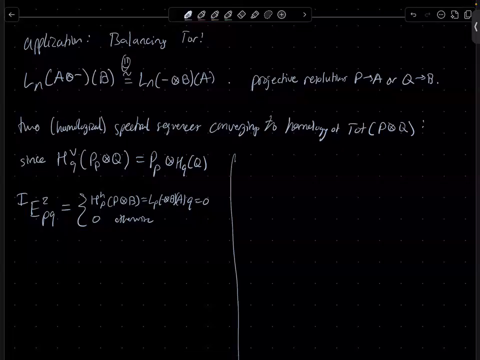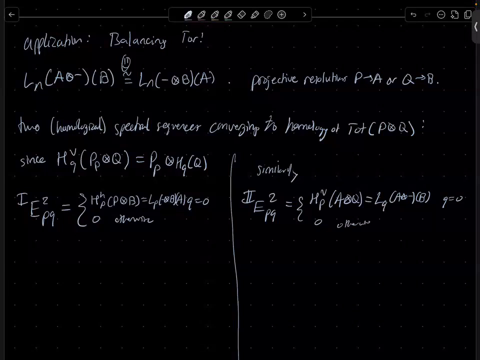Okay. Similar, you get another one, again, commuting an exact functor with homology. You get this. And then it'll be HV at P of A tensor Q, which is just LQ of A tensor dash on B. And this is Q equals 0, otherwise for the other one.